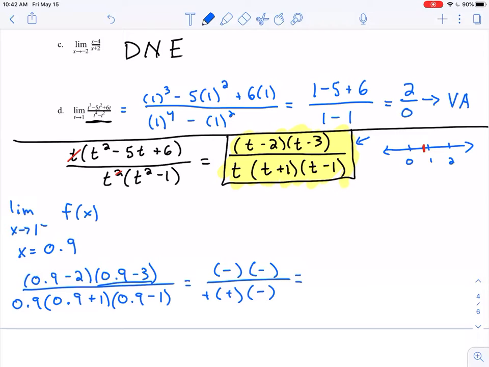So I'm going to simplify my numerator and my denominator here. If I just look at my numerator here, negative times a negative gives me a positive. And if I just look at my denominator here, positive times positive would be positive. Times negative, I've got a negative number. Divide these two, I get a negative number. Which means that when it comes to talking about this left-handed limit over here, this must be negative infinity.